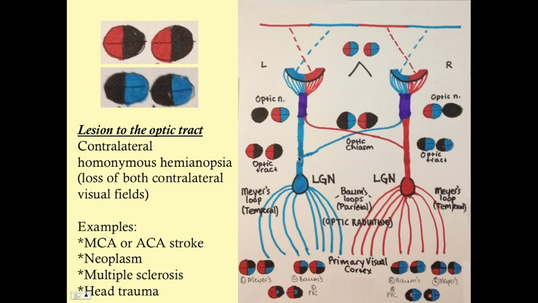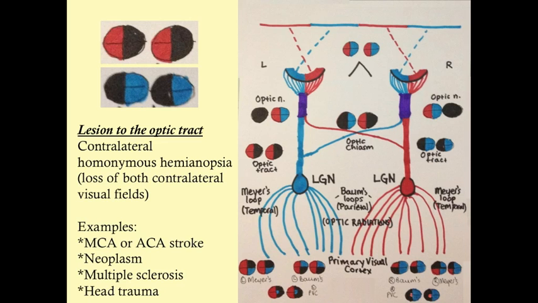So we keep our right visual field from our left eye, and at the chiasm, the right visual field from the right eye crosses over and joins the optic tract. So at the optic tract on the left side, it's only your right visual fields. So if you have a lesion to the optic tract, you're going to get contralateral homonymous hemianopsia. Contralateral meaning from the opposite side, because you're carrying visual field information from the opposite side. Right visual field for the left side of the brain, left visual field for the right side of the brain.